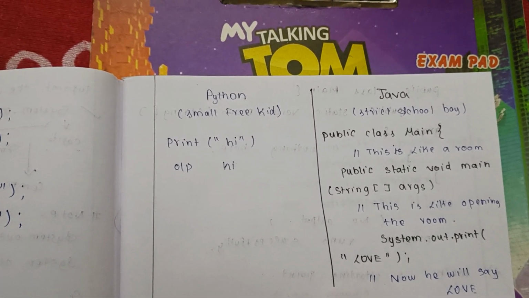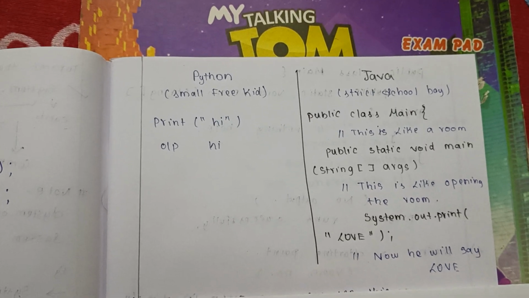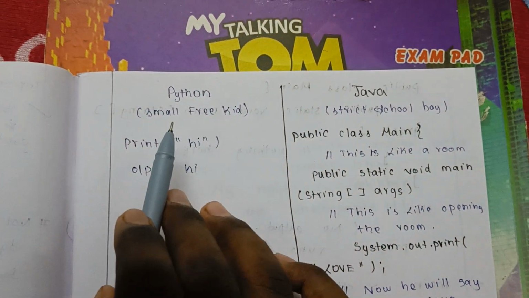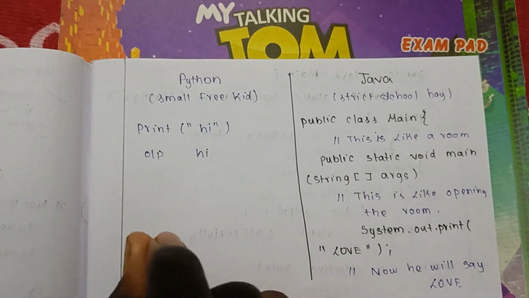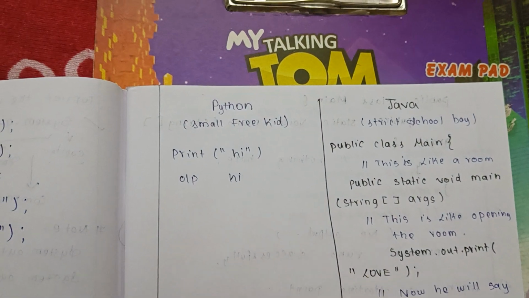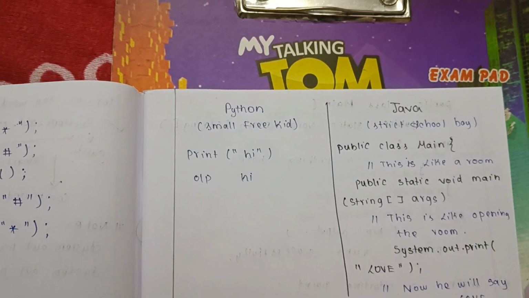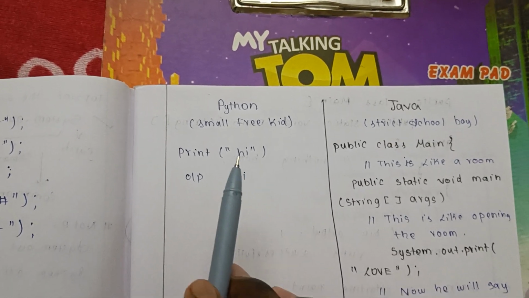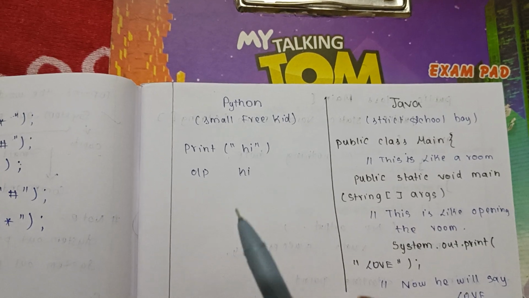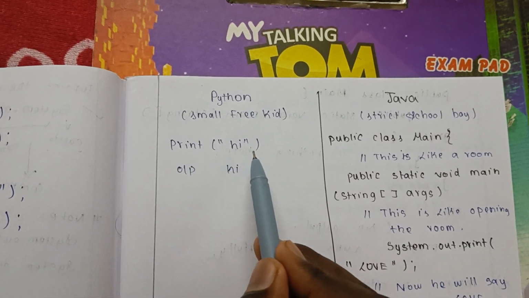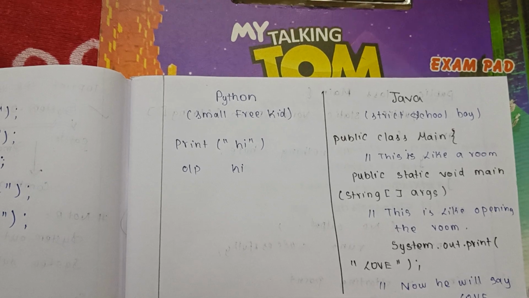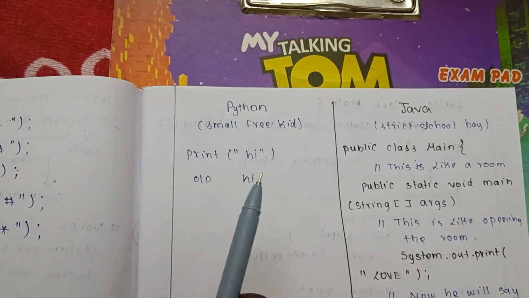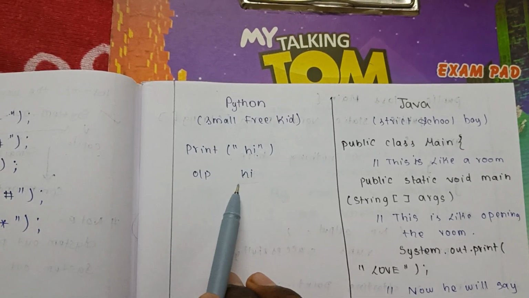Okay, now I'm going to make a story. Listen, you are a teacher. Let's say Python is a small, free kid. He's a small, free kid, and you can tell him what to do and what not to do. Right now, in Python, if you say to that kid, print hi, he will suddenly reply hi. Like that, if you print hi, your output will be hi.